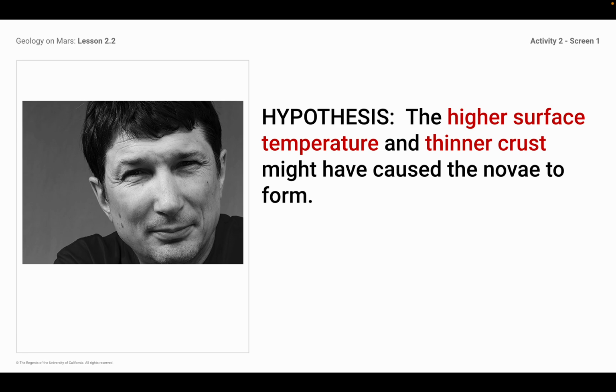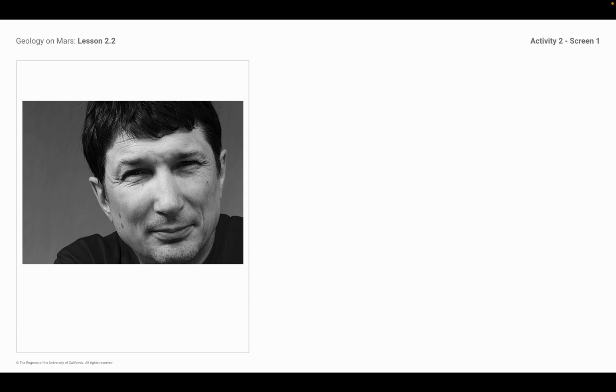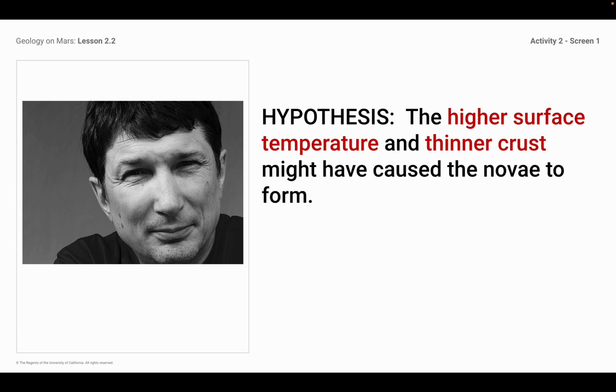So he had a hypothesis, and I'm going to show you this again. His two reasonings, that Venus had a higher surface temperature and that it had a thinner crust, end up being part of his hypothesis. And a hypothesis is when we make an educated guess that we're going to test. So his hypothesis was the higher surface temperature and thinner crust might have caused the novae to form.